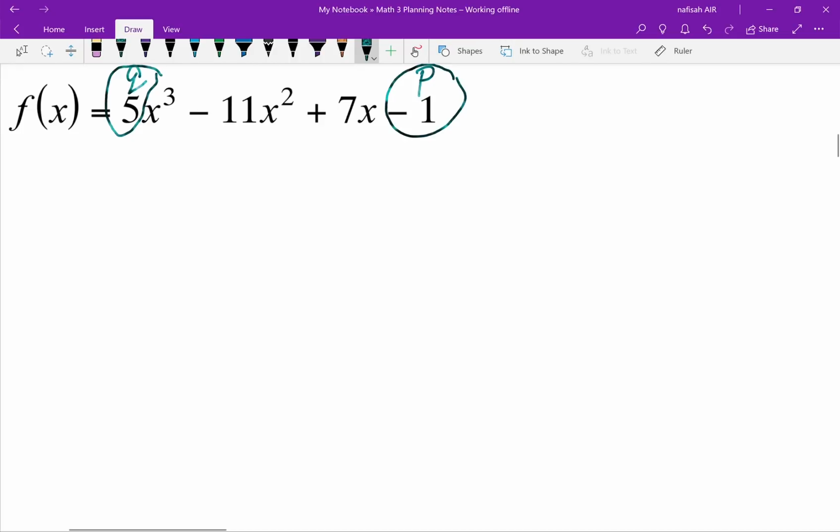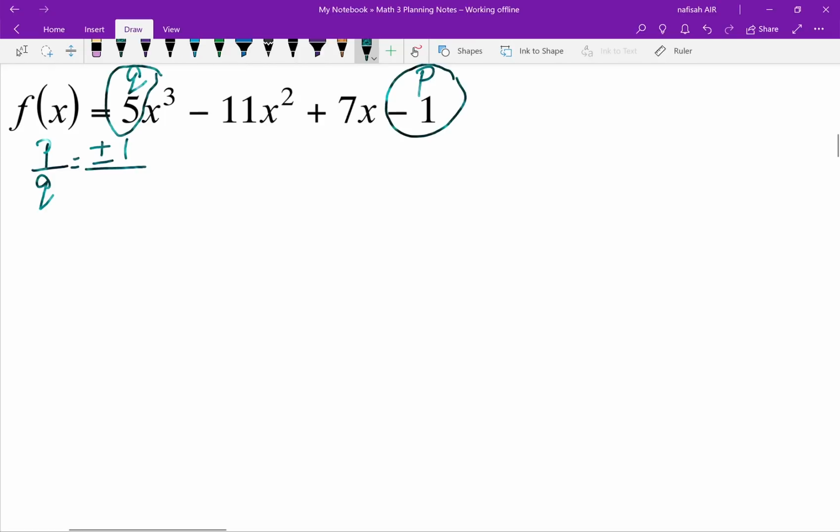P is always the constant, Q is always the leading coefficient. So if I'm going to do P divided by Q, I'm going to take all the factors of P and divide it by all of the factors of Q. All of the factors of P, all of the numbers that when I multiply them, I will get -1, is simply plus or minus 1. I can only do 1 times -1 to get -1. So I did +1 and -1 to get -1.